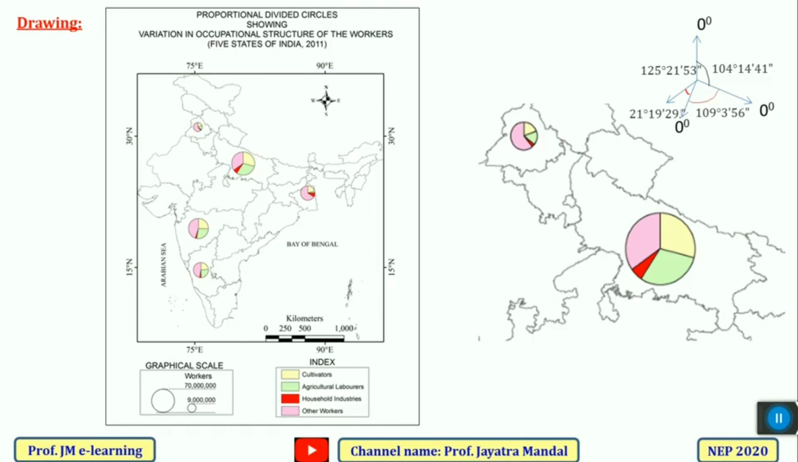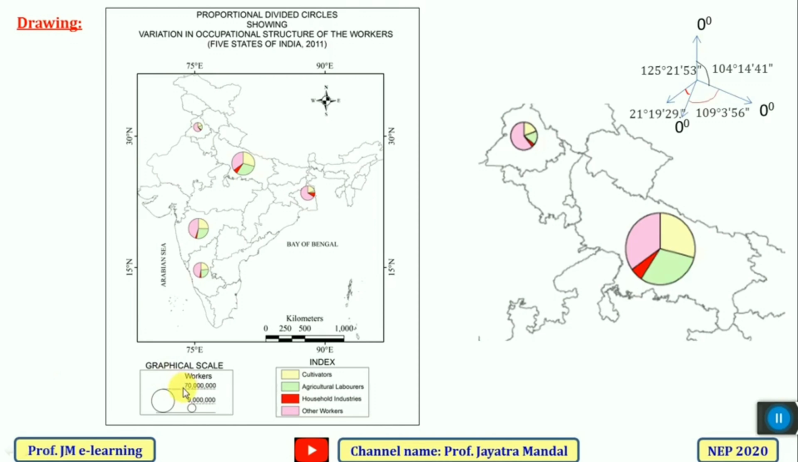Make sure to include part numbers and be very detailed, and don't forget to add some clear, easy to understand drawings. Finally, create an index and graphical scale at the bottom of the map and write a suitable title like this: Proportional Divided Circles Showing Variation in Occupational Structure of the Workers, 5 States of India, 2011. Graphical scale was drawn based on their radii.